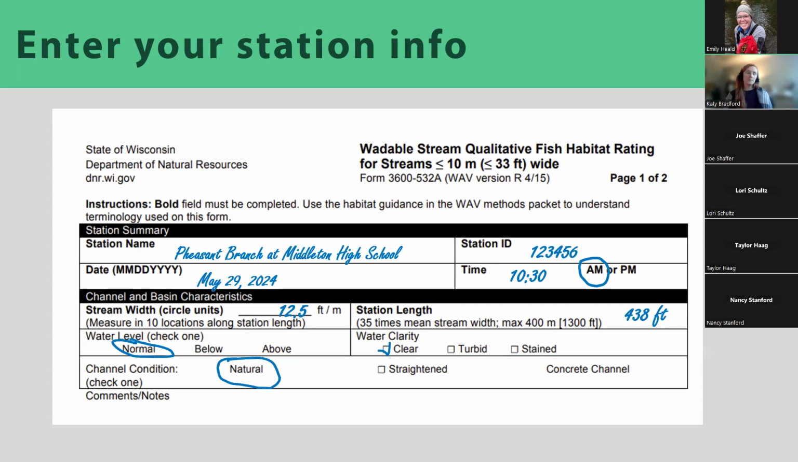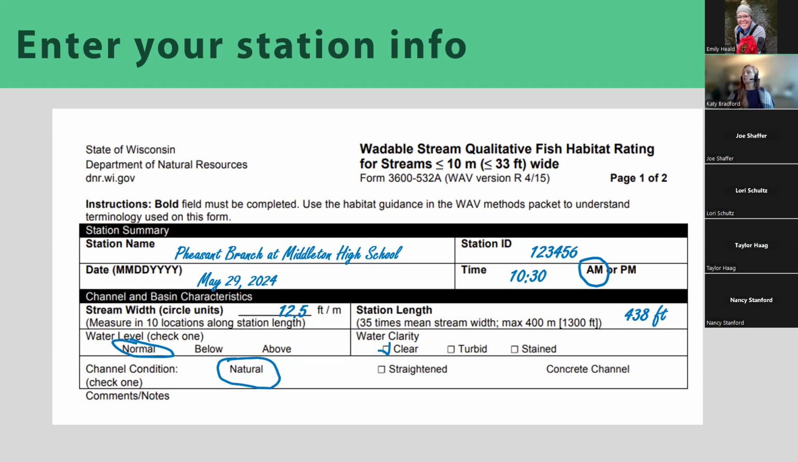So in this case, 12.5 times 35 is 438 feet. So we are going to do a stream walk upstream or downstream 438 feet, and that will be the habitat we're assessing. For the water level, just indicate normal, below, above, water clarity, clear, turbid, stained. I think those are pretty self-explanatory for volunteers. Turbid is full of sediment and algae. Stained is tannins in the water, coloring the water.